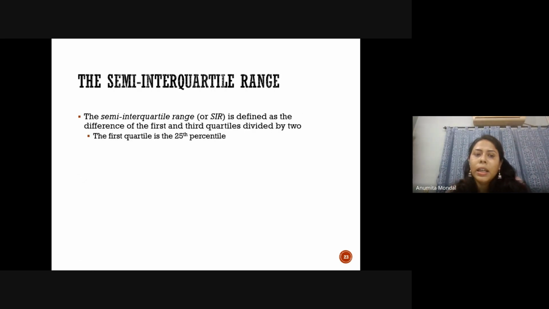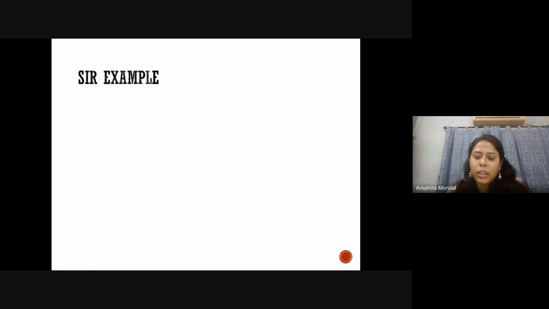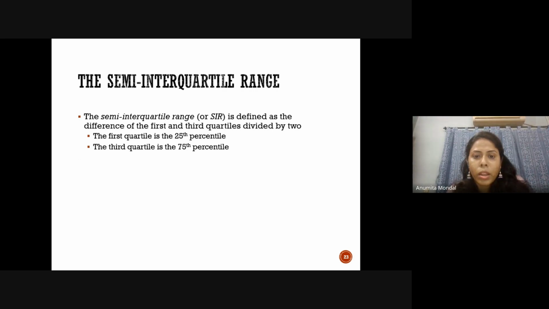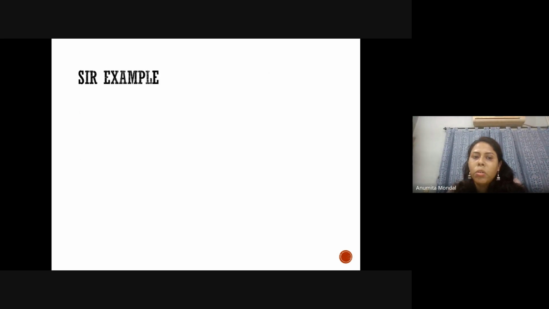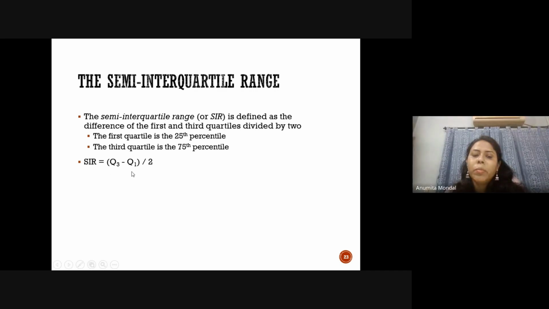Semi-interquartile range. The semi-interquartile range is defined as the difference of the first and third quartiles divided by 2. The formula is Q3 minus Q1 by 2.